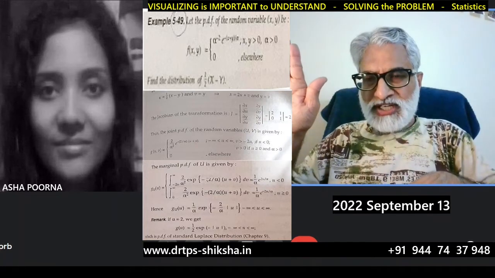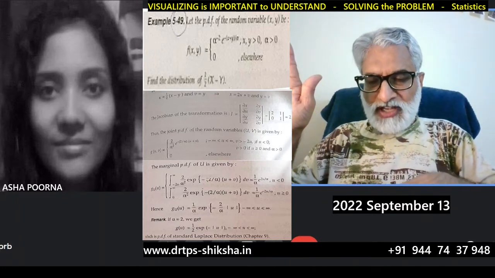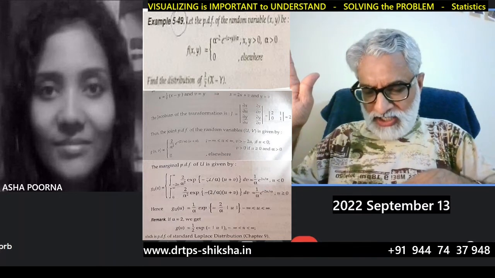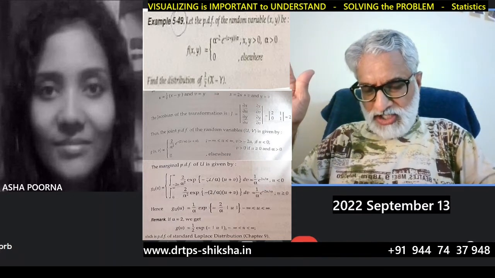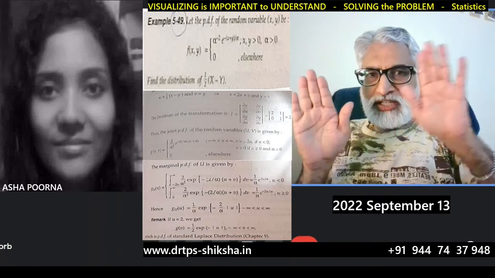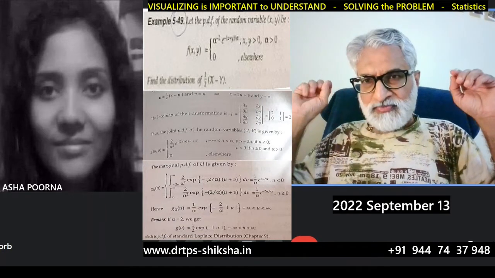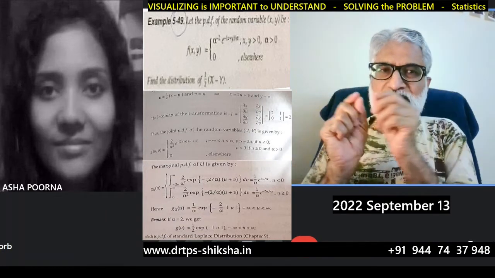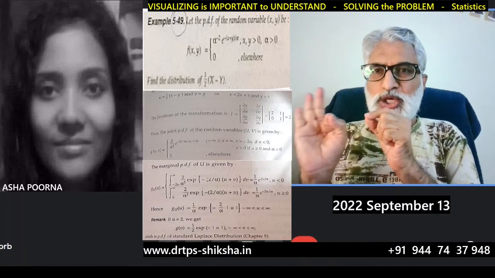So how do you get that equation? Substitute x equal to 2u plus v and y equal to v into these conditions, these equations. How does the boundary condition change? Suppose you take the extreme value x equal to 0, y equal to 0.